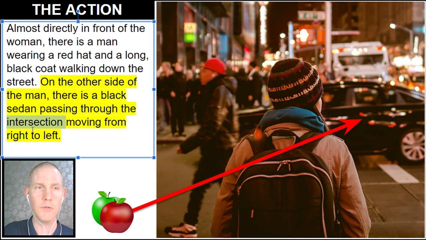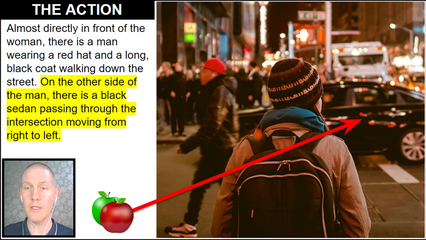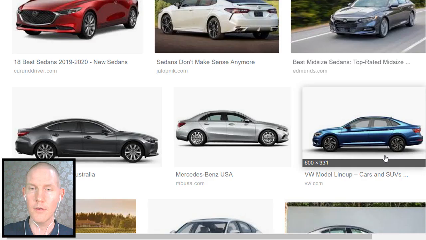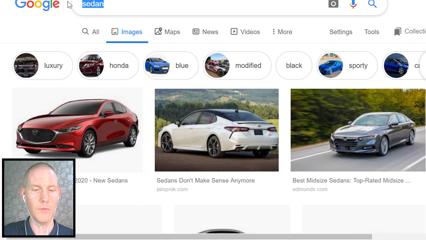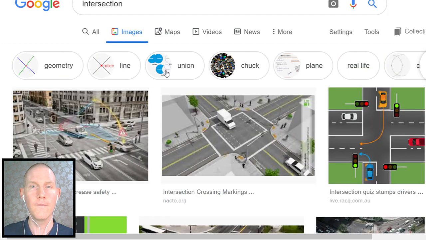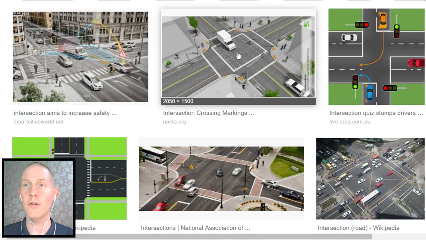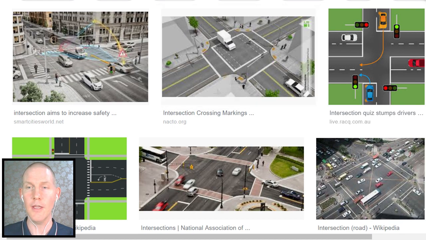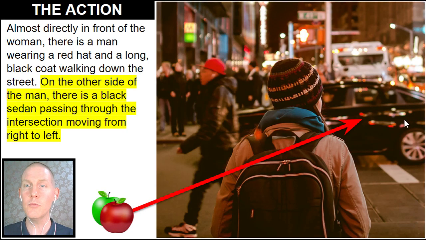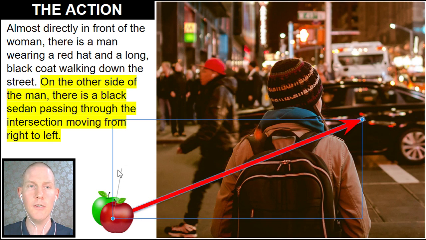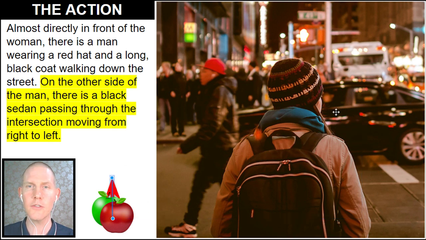So let's just make sure we understand what a traffic intersection is. Right, we'll put an intersection. There we go. So you have a traffic intersection. And in our picture, the car is moving through from right to left. So it's starting over here and driving through, and it just came through the intersection.